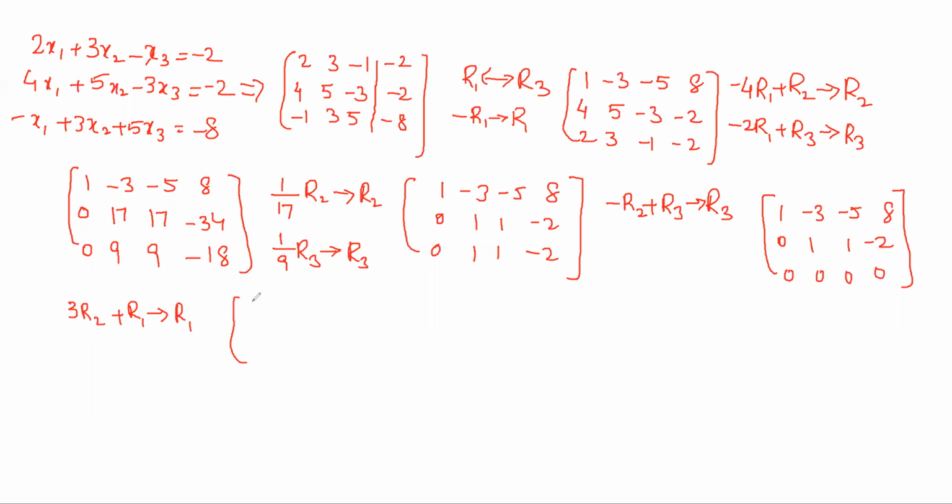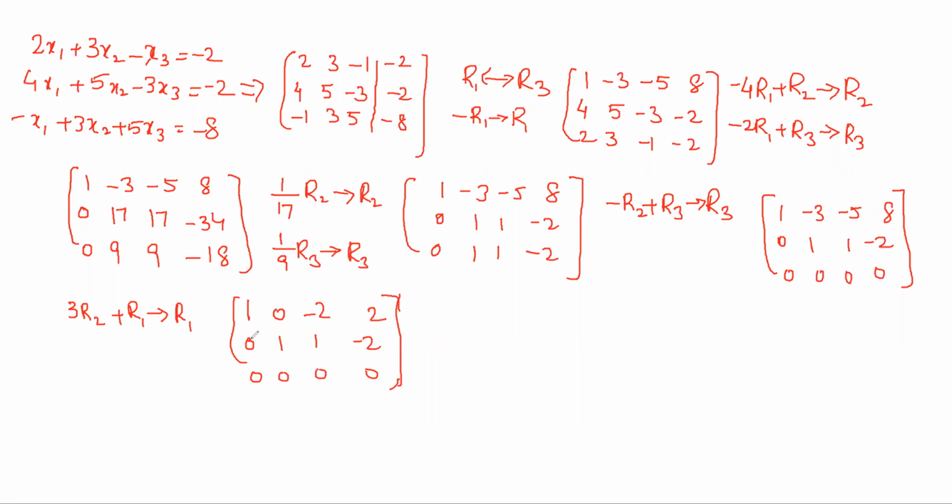Okay, because this was 0, it will not change. And then I took this 3 and added it, so it will be 0. And then 3 plus 3 minus 5 is minus 2, and then minus 6 plus 8, it will be 2. So it will be 0, 1, 1, minus 2, and then 0, 0, 0, 0.